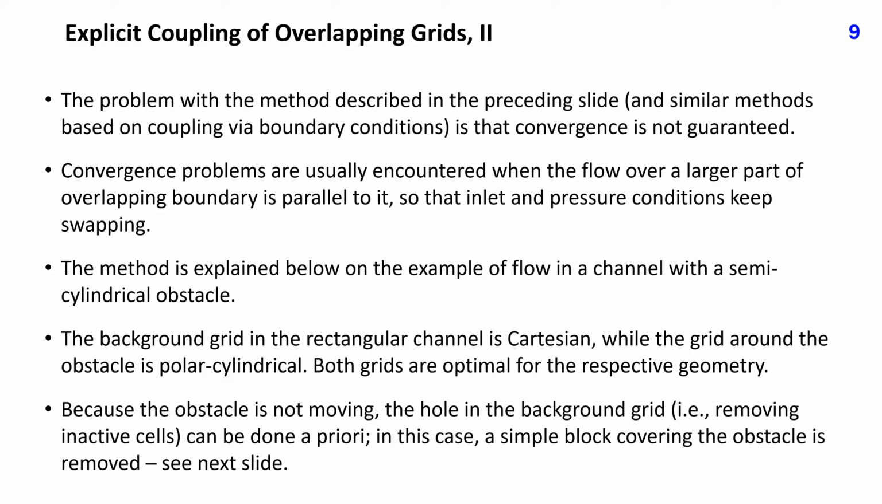The method is explained below on the example of flow in a channel with a semi-cylindrical obstacle. The background grid in the rectangular channel is Cartesian, while the grid around the obstacle is polar cylindrical. Both grids are optimal for the respective geometry. Because the obstacle is not moving, the hole in the background grid, that is, removing inactive cells, can be done a priori as part of pre-processing. In this case, a simple block covering the obstacle is removed. See next slide.